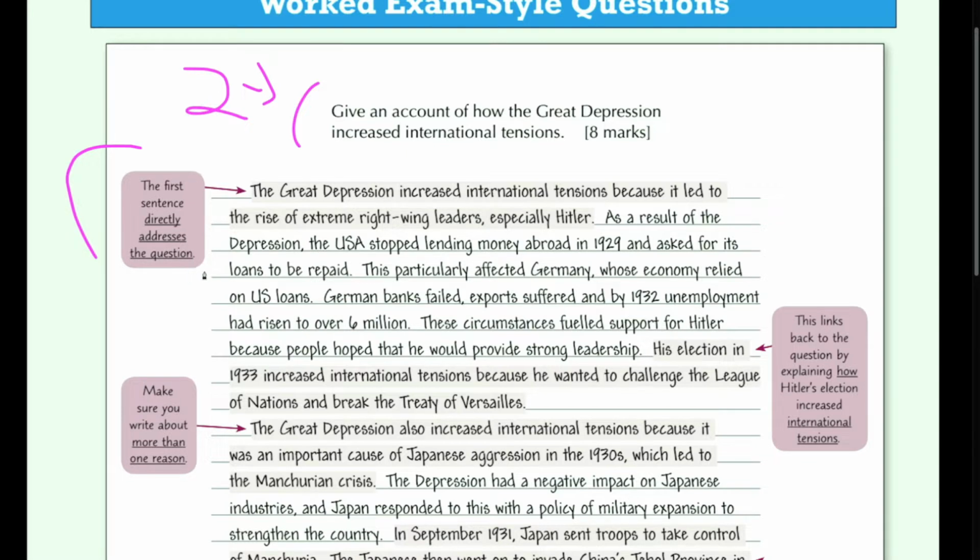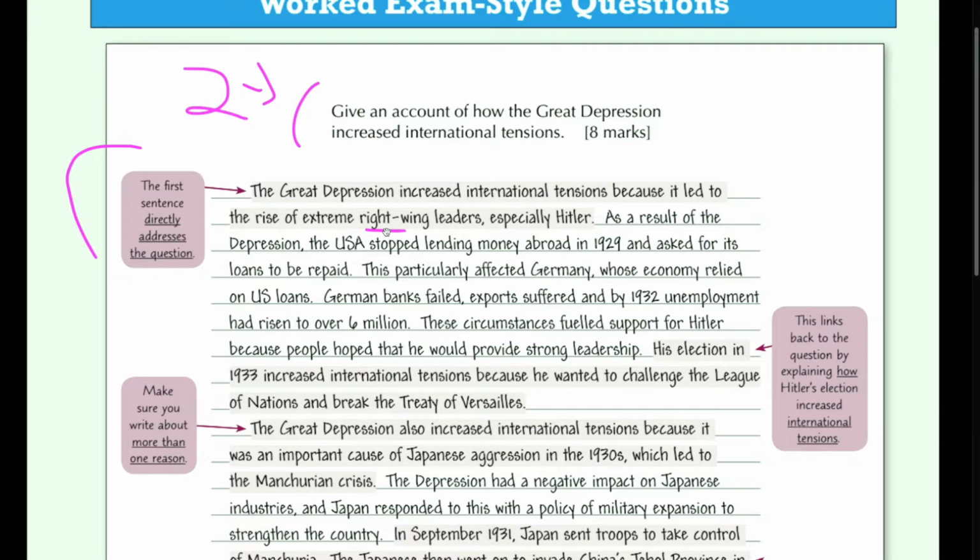Okay, so the Great Depression increased international tensions because it led to the rise of extreme right-wing leaders. Extreme right, this word here means a direita, ok? A gente tem a direita e a esquerda. Aqui eles estão labeling, né? Estão falando que isso aí é como se fosse a direita, no sistema político. Especially Hitler. So here they say that Hitler was a right-wing leader.